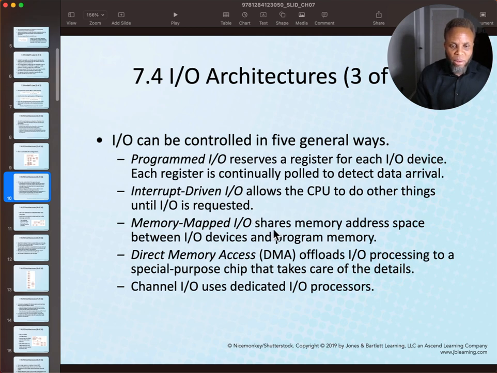Memory mapped. What is memory mapped? Memory mapped I/O is when there's a memory address space that is reserved for both I/O devices and program memory. In other words, you have a block of memory that is shared by both the I/O devices and program memory. That's memory mapped I/O. Direct memory access, where we offload all I/O processing to a very special purpose chip that takes care of all the details. And then channel I/O, which uses dedicated I/O processors.